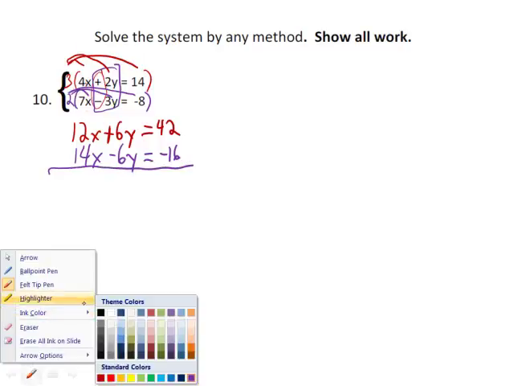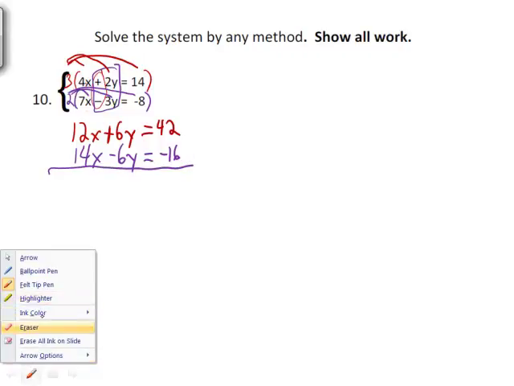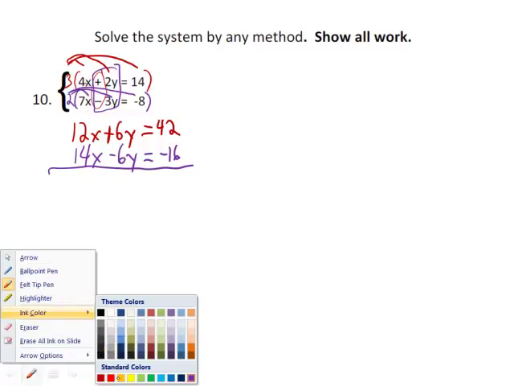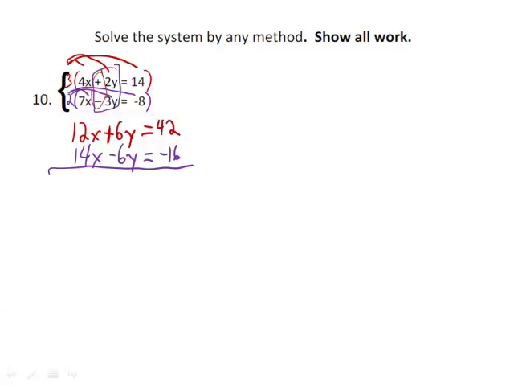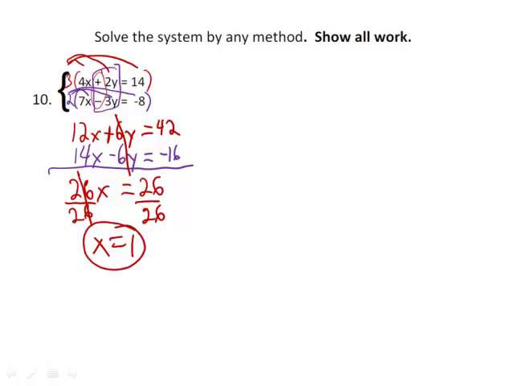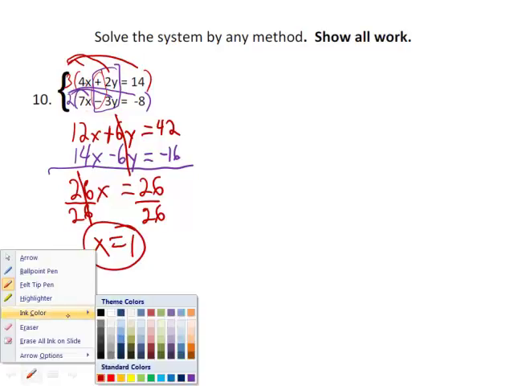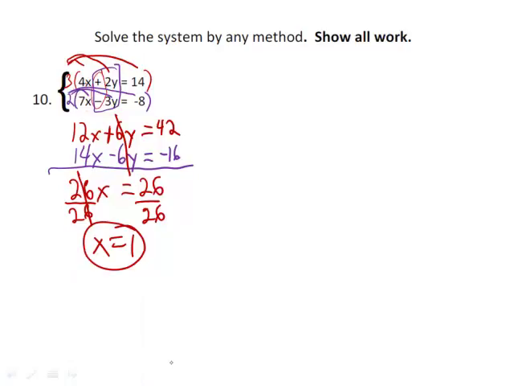I can add these together because I have got opposites in the y's. So that'll cancel out. 12x plus 14x is 26x. 42 plus negative 16 is 26. Divide by 26. X equals 1. Okay. We've managed to find ourselves our first variable.